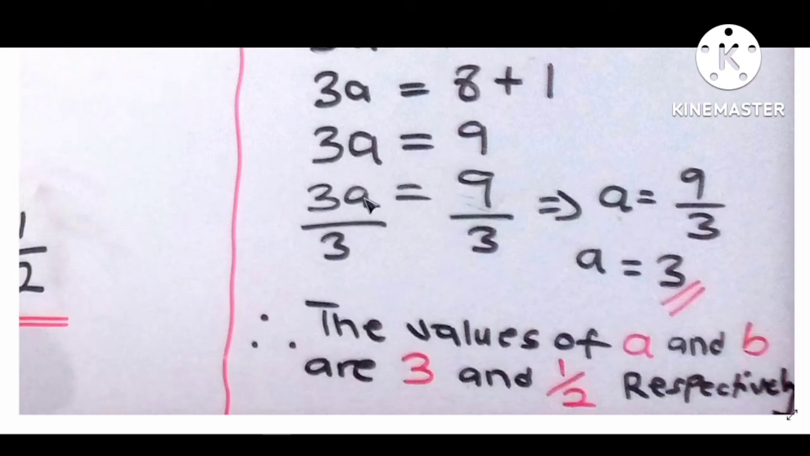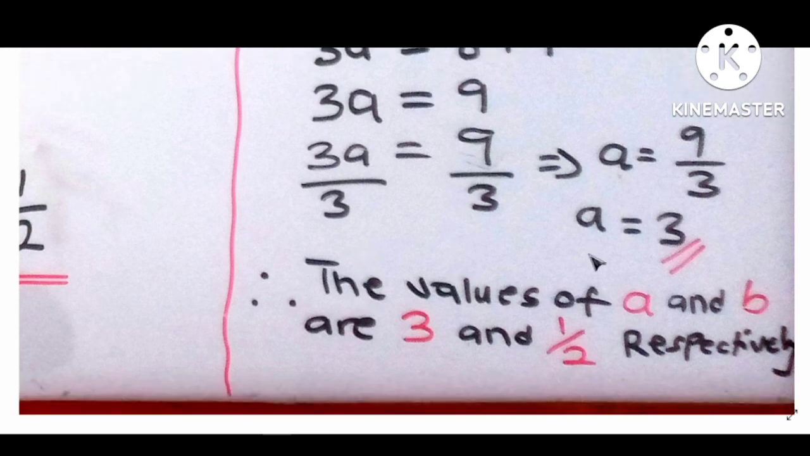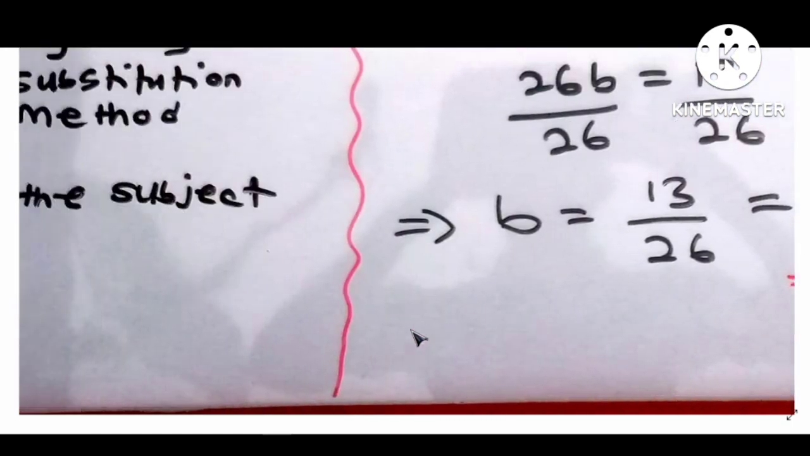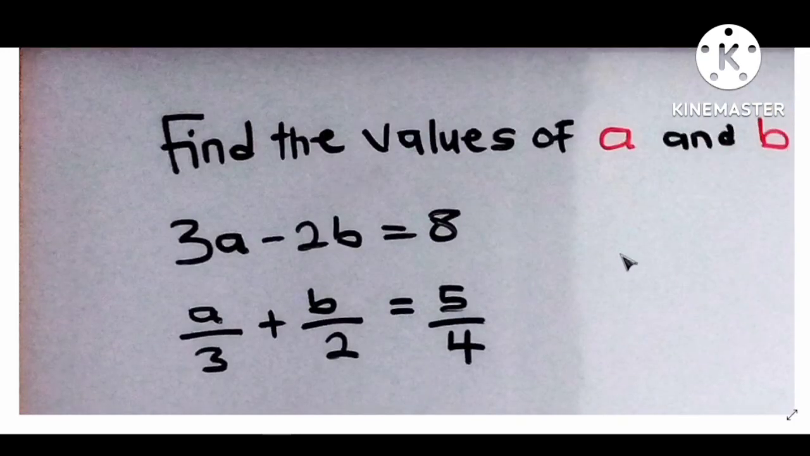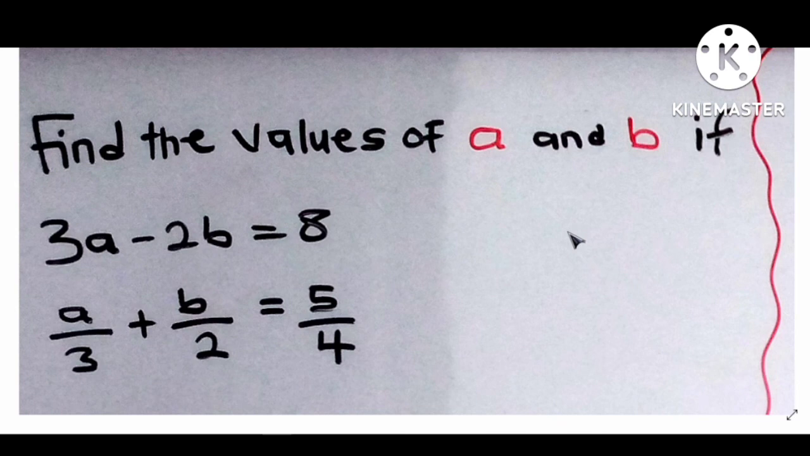So we want the value of a, so we divide both sides by 3. This 3 will cancel this 3, and our a will now be equal to 9 over 3. So 9 over 3 is equal to 3. So a is equal to 3. So now the values of a and b, as the question asks us to find, are 3 and half respectively.